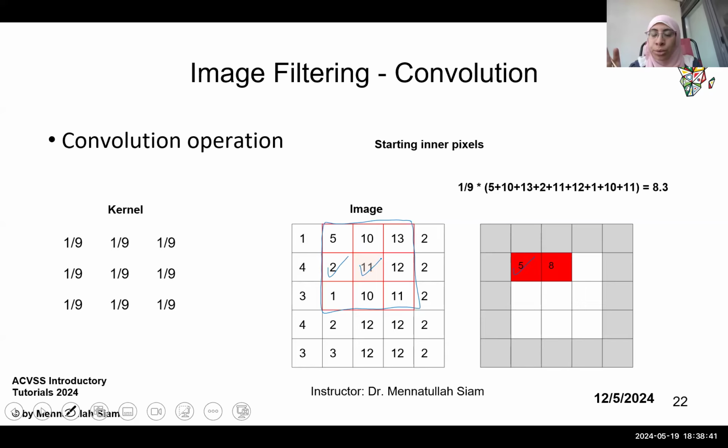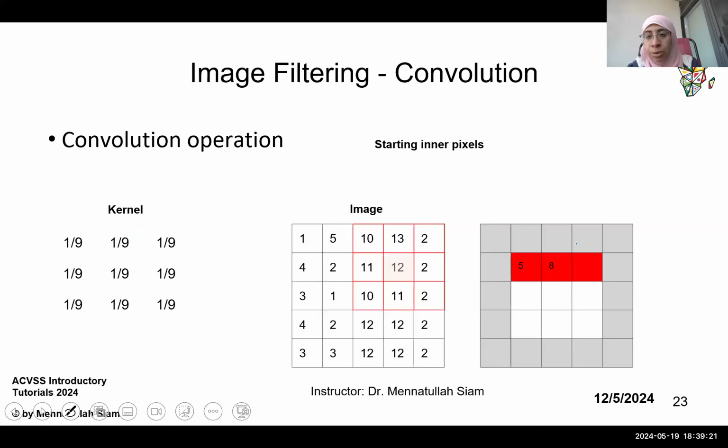You're doing a sliding window. You move your 3x3 kernel and now you're centered around the next pixel. Then it becomes 5 multiplied by 1/9 plus 10 multiplied by 1/9 plus 13 multiplied by 1/9, and so on, until 11 multiplied by 1/9. You're doing a dot product between your kernel and the region of interest, this small part of your image, and you keep doing that with a sliding window until you finish the convolution operation.